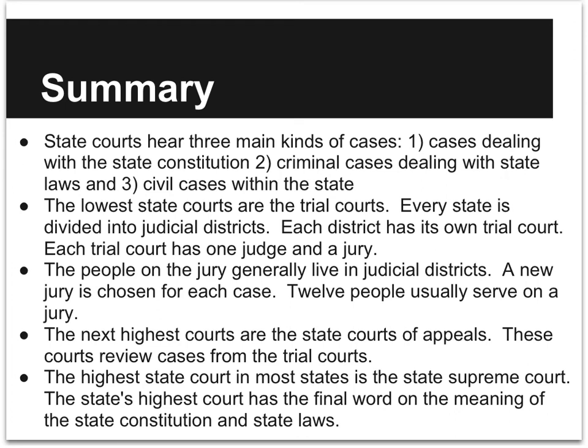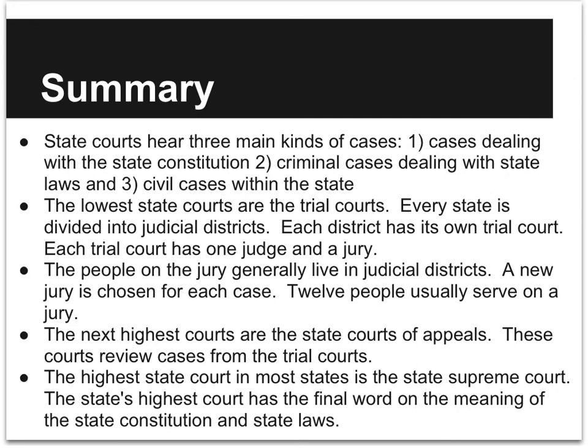Summary: state courts hear three kinds of cases: cases dealing with the state constitution, criminal cases dealing with state laws, and civil cases within the state. The lowest state courts are the trial courts. Every state is divided into judicial districts. Each district has its own trial court. Each trial court has one judge and a jury.